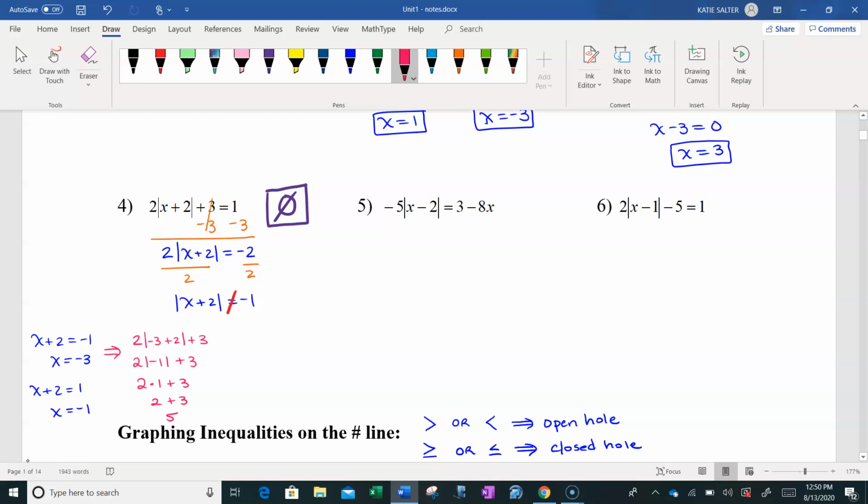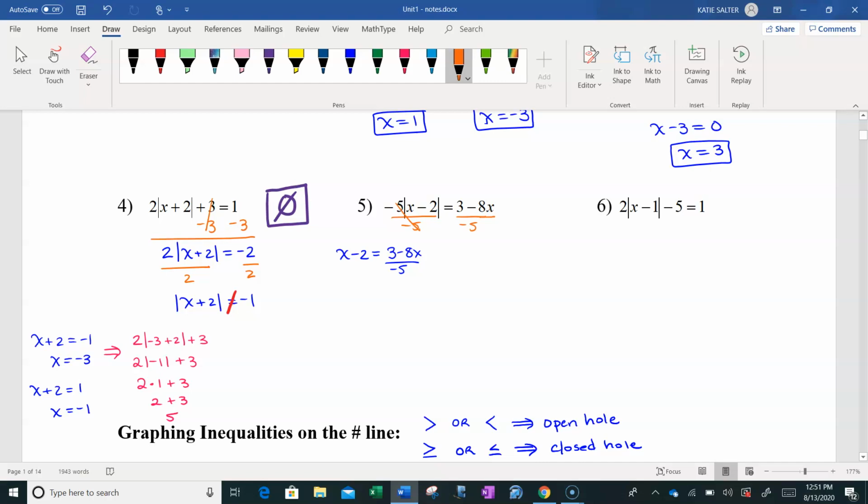All right, so this next one, again, we start out by getting the absolute value by itself. So we're going to start out by dividing each side by -5. So once we do that, and the -5 on the left side reduces, we have the absolute value of x minus 2 is equal to (3 minus 8x) over -5.